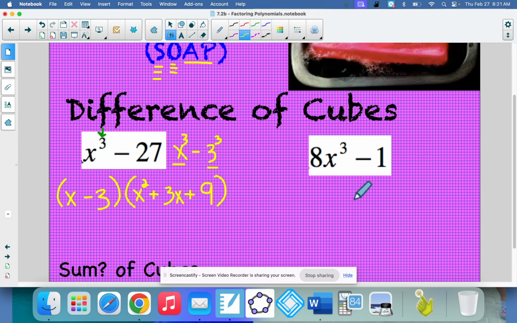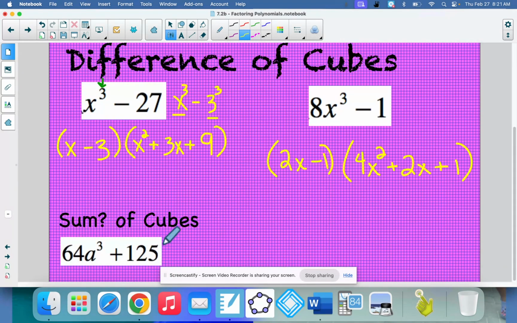All right, and so for this one, I would think of this as 2x all to the third minus 1 to the third. So it's going to be 2x minus 1. And then on the inside, the 2x, the first one squared, ends up being 4x squared. And then it's going to be a plus sign because it's the opposite sign. When you multiply the 2x times 1, you just get 2x. And then the last one is always positive, and that's also going to be 1. And whether it's a difference of cubes or a sum of cubes, it doesn't make any difference. So if you want to pause the video one last time, go ahead and do this one. It works for sums of cubes as well.